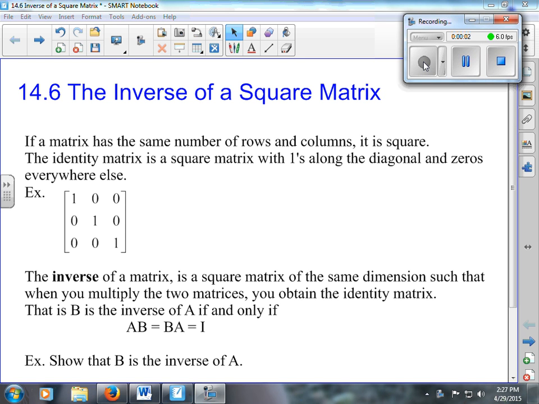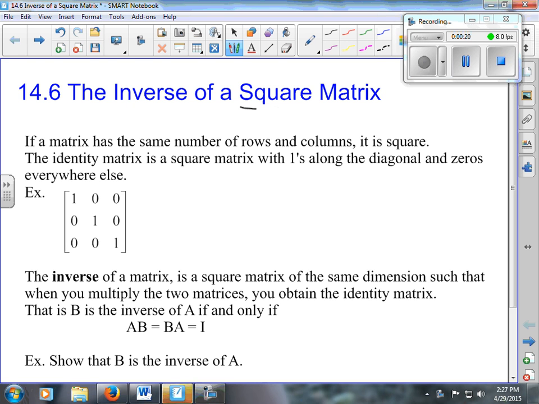All right, so we're in section 14.6. We are going to talk about the inverse of a square matrix. An inverse is a matrix that's needed for, quote unquote, dividing. And we can only do inverses of square matrices. So what's a square matrix? A square matrix is a matrix with the same number of rows and columns.